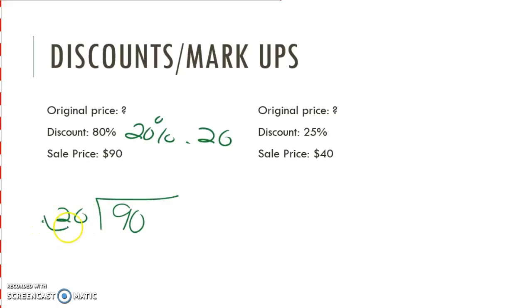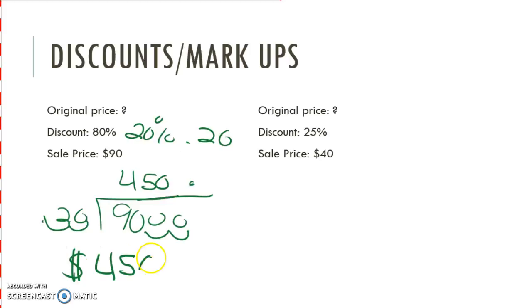Okay? So when we divide, we move our decimal 2 over. We move it 2 over here. We bring it straight up. We fill in all our blanks with zeros, and then we actually do the division. Now, if you do that in your calculator, or if you do it on paper and pencil, you're going to get 9,000 divided by 20. We're going to get 450, which means that the original price for this item was $450.